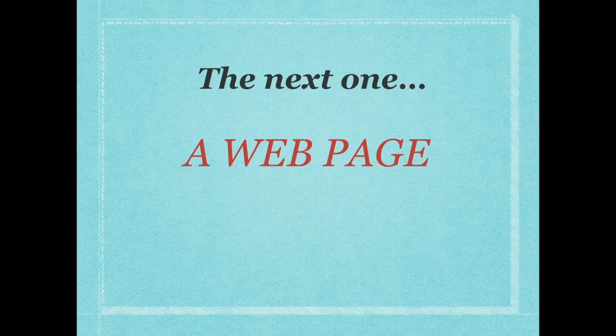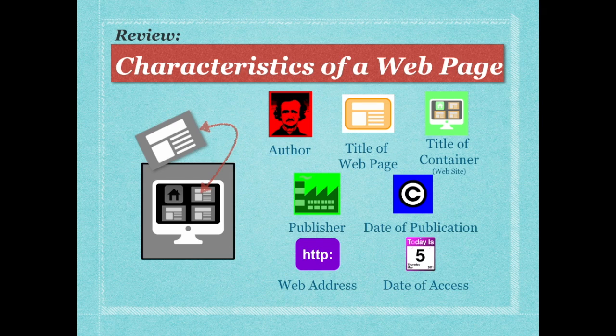Okay, the next one is a web page. So remember all these characteristics we needed? Author, if there is one, there often isn't in the web page, but you have to have the title of the web page, and then the title of the container, website, the publisher, the date of publication, and then the web address and the date of access.